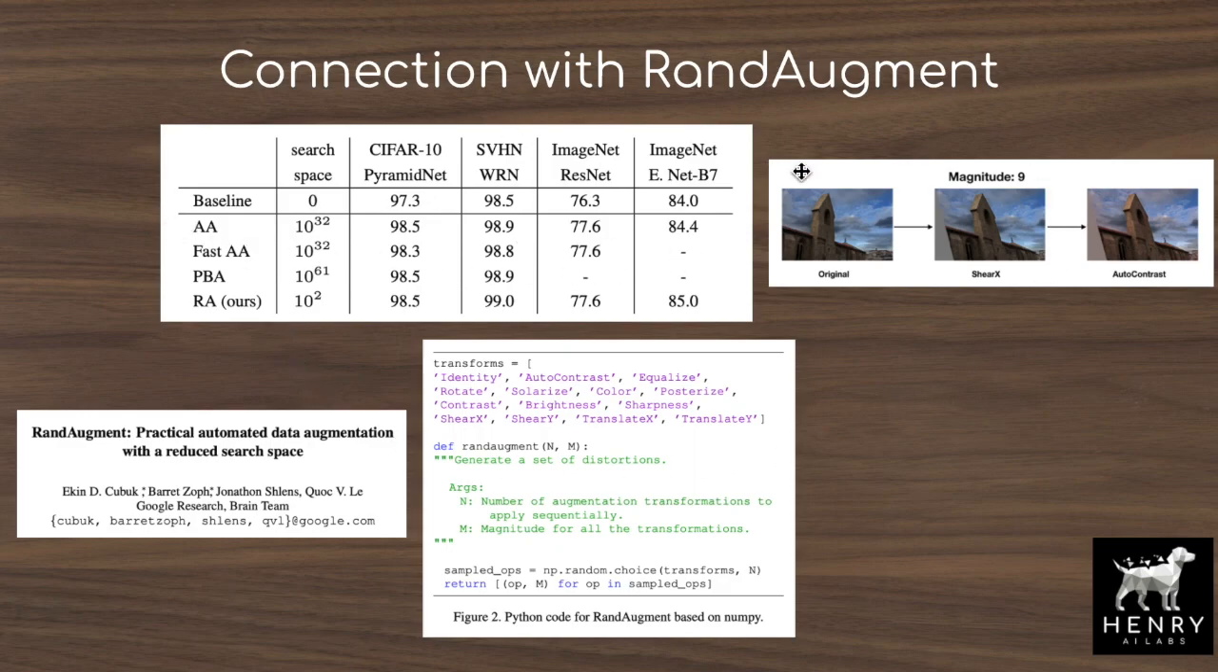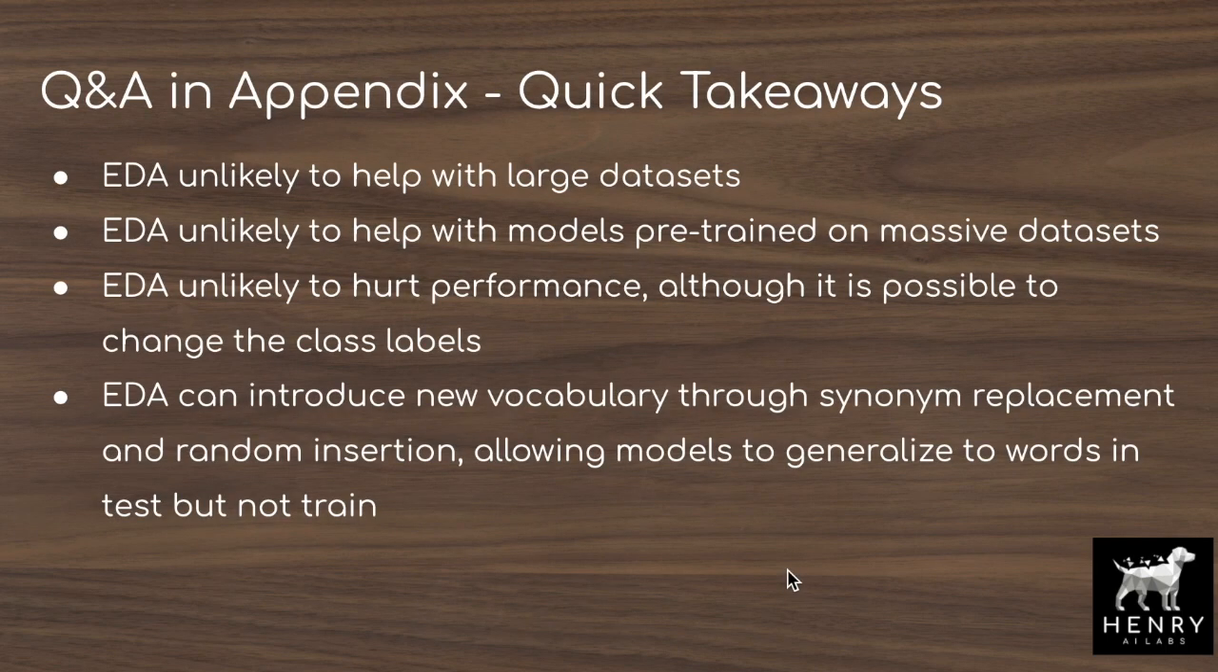So it might not really be worthwhile to try to find these exact alpha parameters for each of the augmentations, and then even further as we come up with more augmentations for text datasets. These are some quick takeaways from the paper, Easy Data Augmentation. These four simple operations, synonym replacement, random swap, random insertion, random deletion, are unlikely to help with large datasets. They're also unlikely to help with models pre-trained on massive datasets, like transfer learning from, say, BERT weights, and they're unlikely to hurt performance.